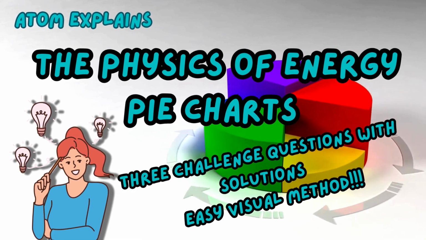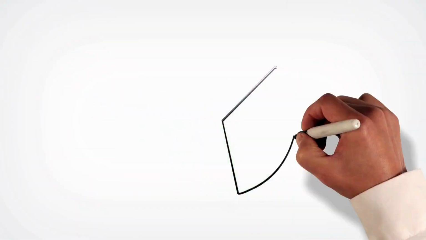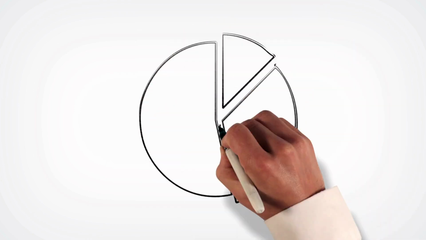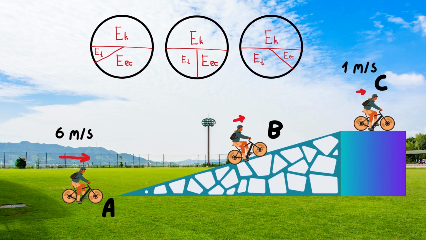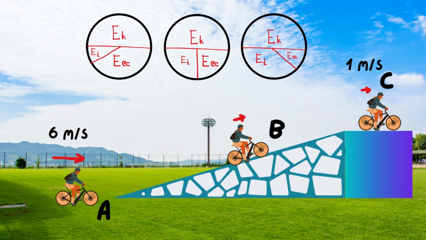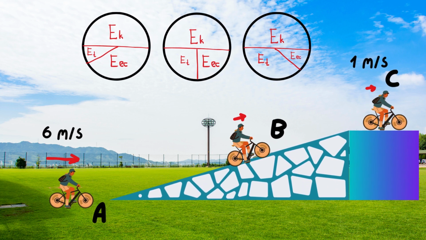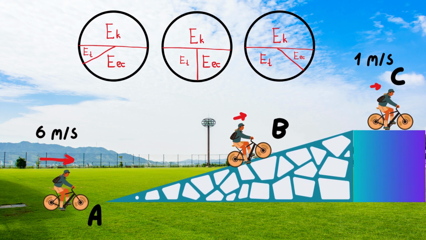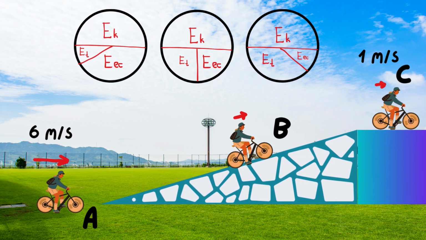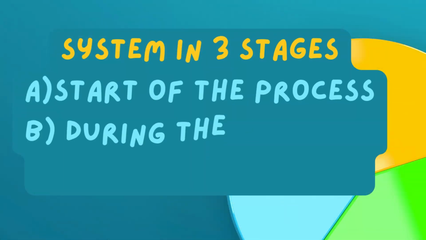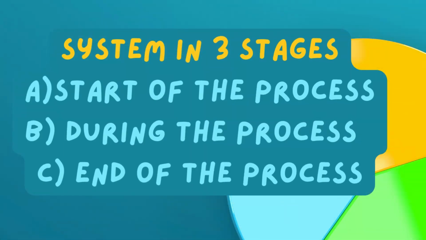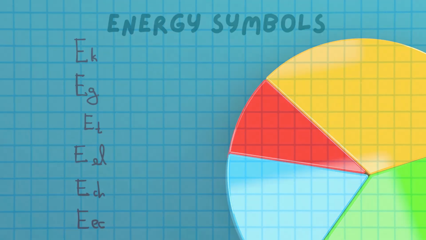Join me in this adventure where we will review how to solve energy pie chart problems in physics. Energy pie charts help us visually understand how the law of conservation of energy works by looking at a system in 3 stages: start of the process, during the process, and end of the process.